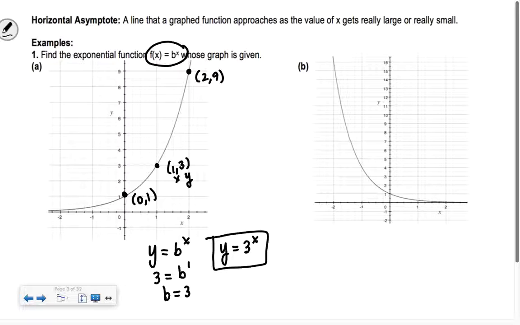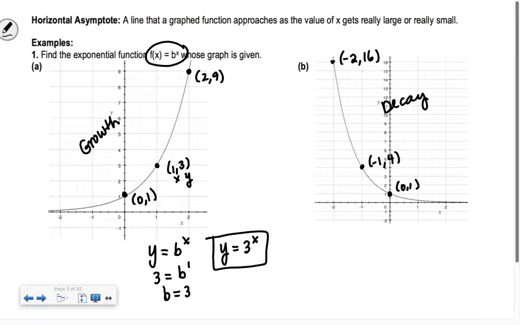Okay, that's the function, done. So let's do it on this one. We notice that this first one was growth, this next one's decay. So our base is not going to be like 3. It's not going to be a number bigger than 1. It's going to be a number smaller than 1. So we again have that 0, 1, but now we have -1, 4, and -2, I don't know, -2, 16.